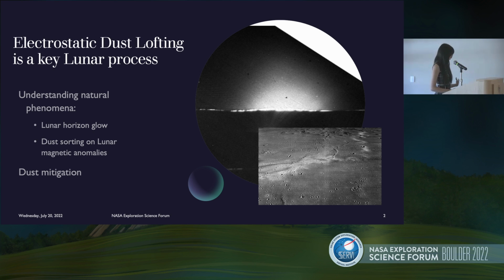Big picture stuff first. We know that electrostatic dust lofting is a key process in many airless bodies, in particular the moon. It's been used to explain various natural phenomena like the lunar horizon glow, as well as maybe dust sorting or lunar magnetic anomalies. In recent years, it has also received attention because of its potential to help in dust mitigation strategies, which we know plagues the lives of astronauts and their equipment during missions.